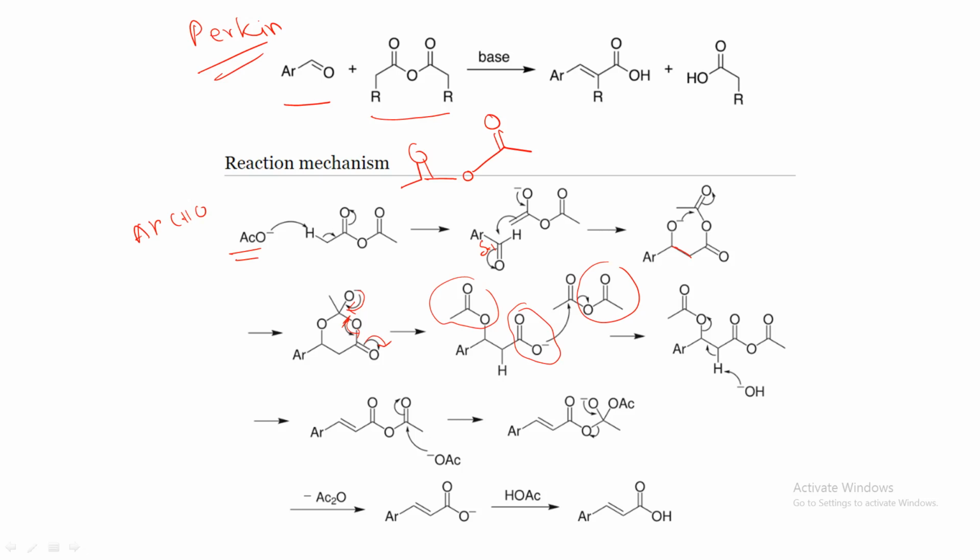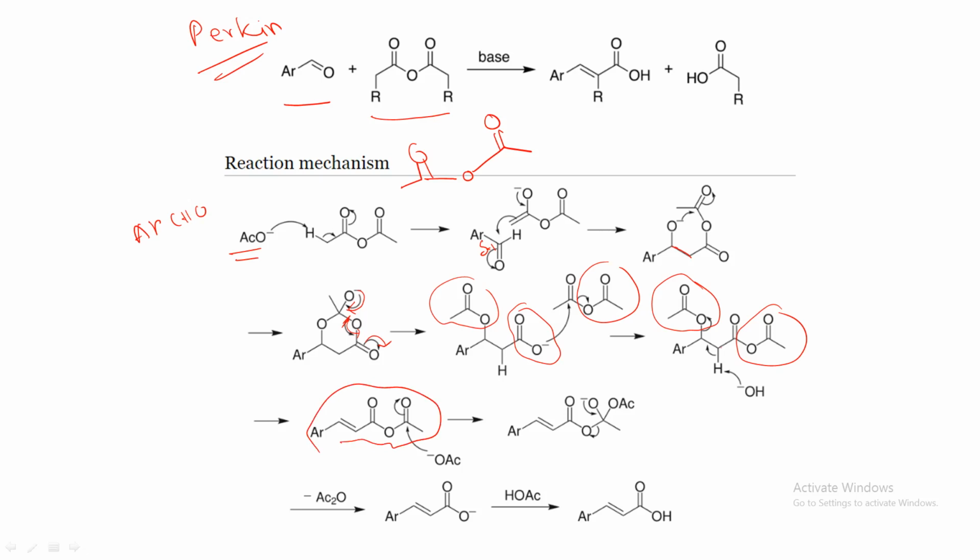So this O minus is attacking over here and incorporating this over here, and as you can see, base is used. So OAc minus is abstracting this particular acidic proton. You can see only the acidic alpha hydrogen is left, and it is removing one acid molecule. So one acid molecule is removed.